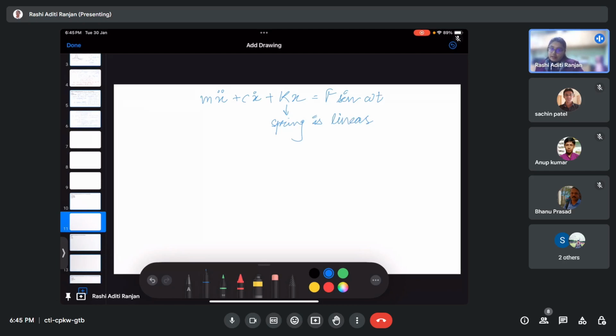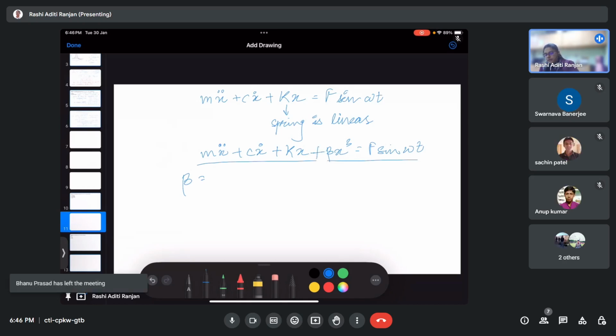Now I can consider that the spring is nonlinear, and I have two options. First, I introduce a parameter beta x cube in this equation, like this: plus beta x cube equals F sine omega t. Now this beta can be positive or negative, and depending upon that we can know the behavior. This specific equation, after introducing the nonlinearity, is known as the Duffing oscillator or Duffing equation.